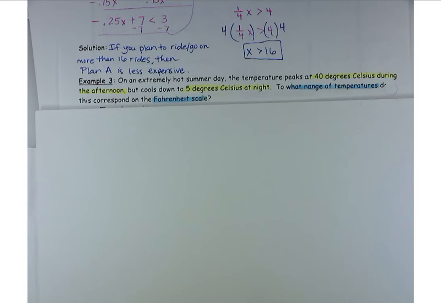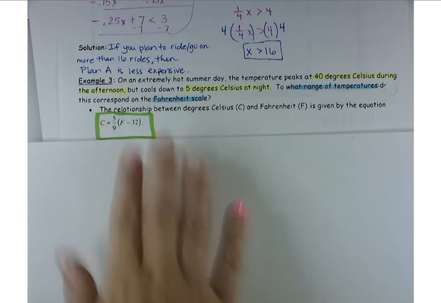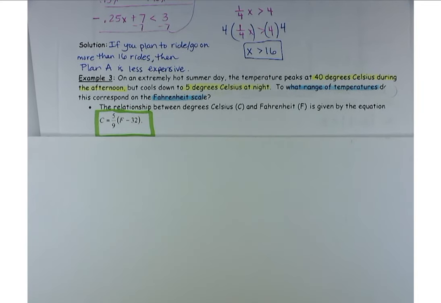Yeah, we're trying to find the range of the temperatures and how they correspond on the Fahrenheit scale. And then in order to solve this, we had to know the conversion equation, so the relationship between them. Celsius is equal to 5/9 multiplied by the Fahrenheit temperature minus 32. Okay, so you subtract 32 from your Fahrenheit temperature first and then multiply by 5/9. So what we're going to try to do is set up an inequality.